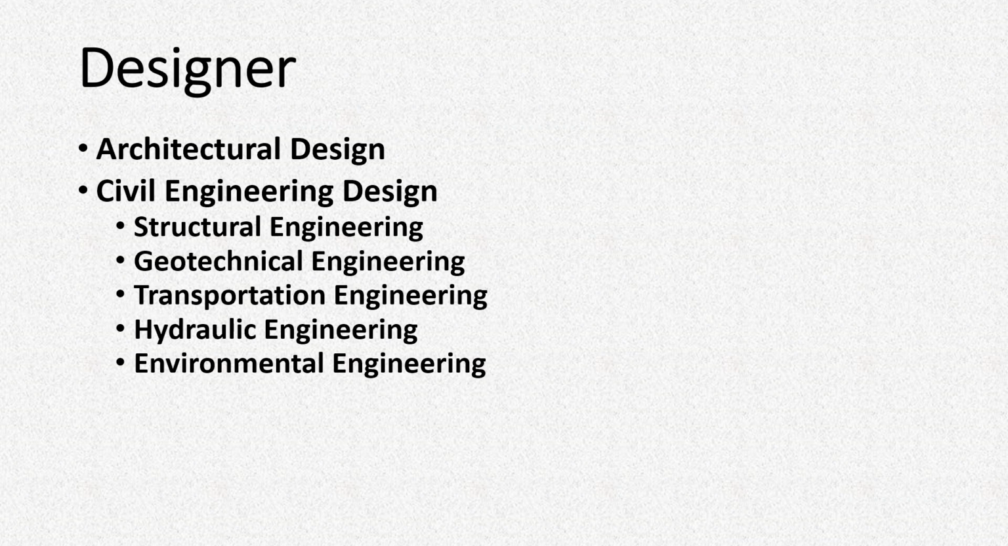Then comes the designer. Generally, the designer in small projects is a civil engineer, but in very large complicated projects, we start with an architectural design, and if it's a very complex project, instead of a civil engineer, this job is done by an architect, a person who has an architectural degree. And then comes the work of the civil engineer. And in civil engineering design, it may be a structural engineer, geotechnical engineer, transportation engineer, hydraulic or environmental engineer, and so on. So if it's a building project, then a structural engineer will have to design all the specifications.